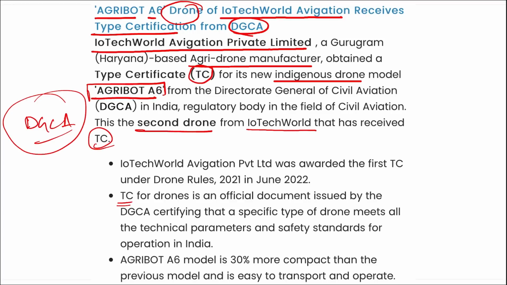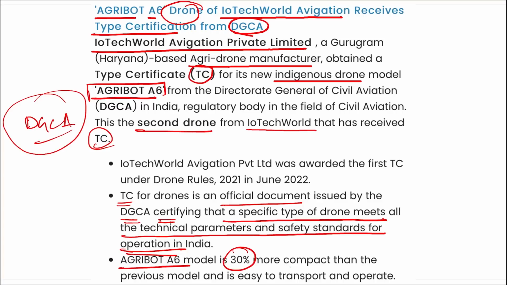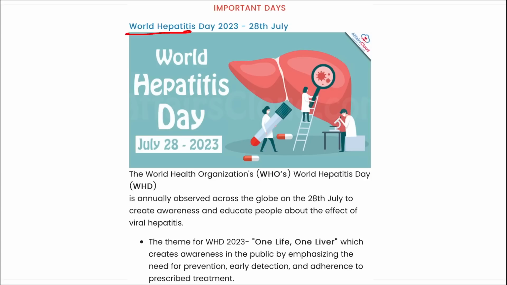Type certification for drones is an official document issued by DGCA certifying that a specific type of drone meets all the technical parameters and safety standards for operation in India. This Agribot ASIC model is 30% more compact than the previous model, and it is easy to transport and operate. So Agribot ASIC recently received the type certification from DGCA. Correct?